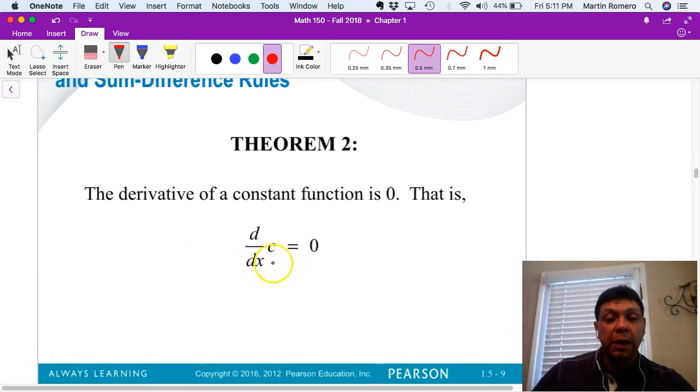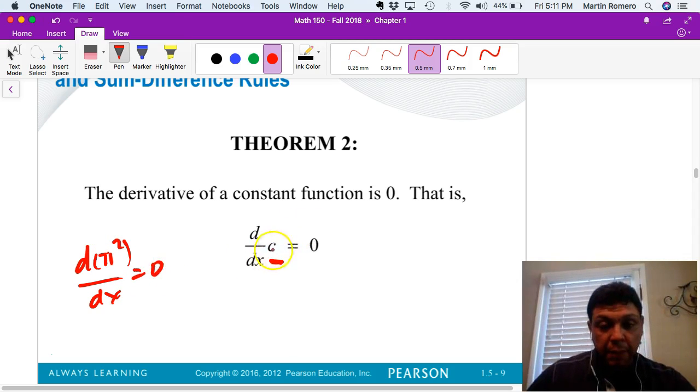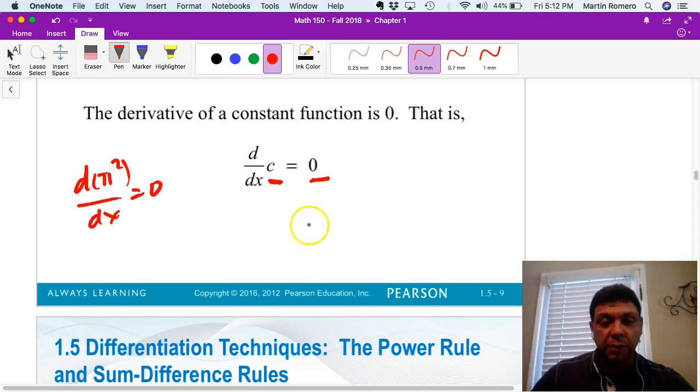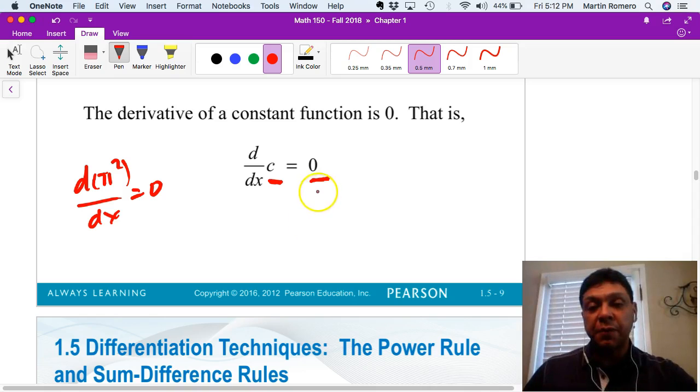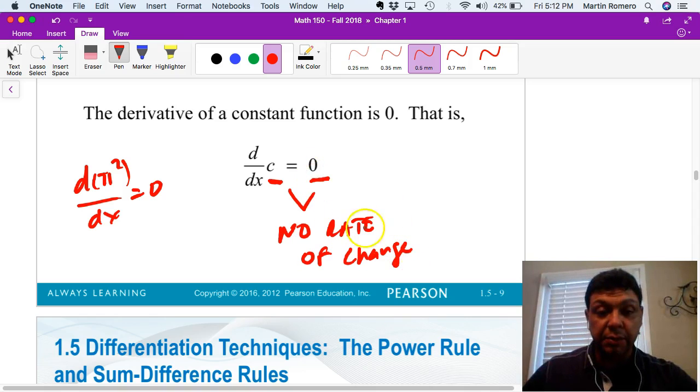Theorem 2, we talked about that earlier when we did the derivative of pi squared with respect to x equals 0. The derivative of any constant equals 0. So just know that anytime you take the derivative of a constant number, it equals 0 because there is again no rate of change. The constant doesn't change. That's why we say the rate of change is 0 in that case.